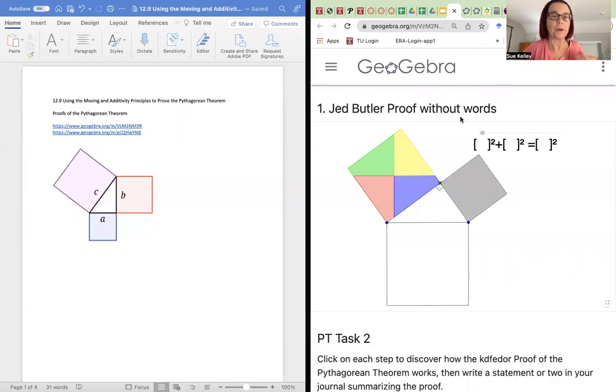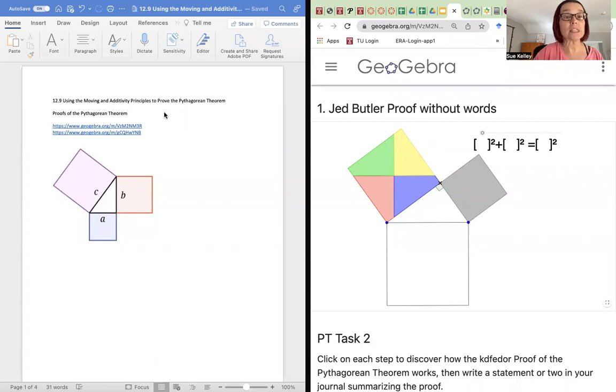Hi, all. We're going to talk a little bit today about the Pythagorean theorem. So the first thing I want to talk about is a proof for the Pythagorean theorem. In other words, why does the Pythagorean theorem work?